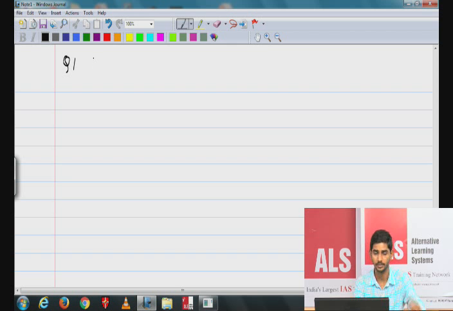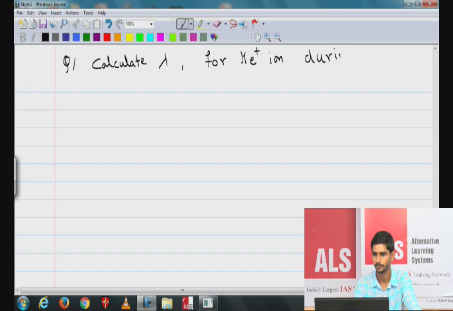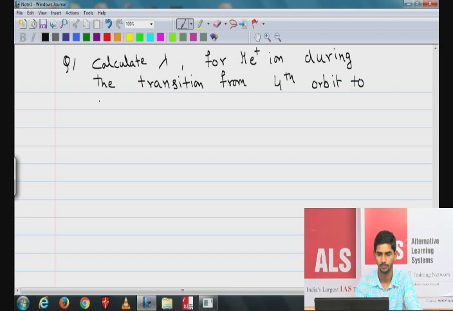Write down this question with me and you have to answer it. Calculate lambda, which is wavelength, for He plus ion during the transition from fourth orbit to second orbit. Guys, do it for me. I'm waiting for your answer.